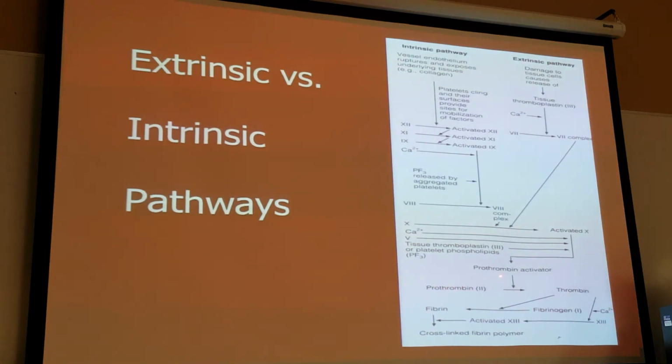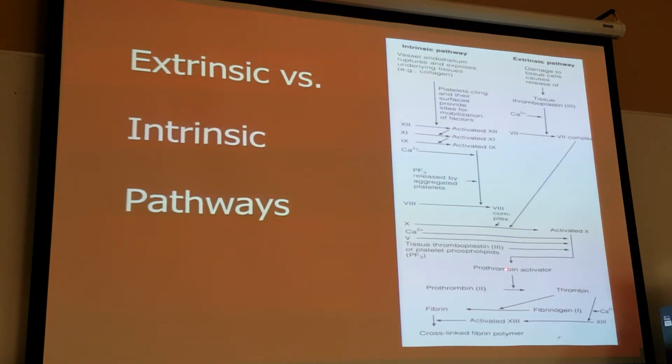And so, when one of these pathways happens, finally prothrombin activator is created. Prothrombin activator catalyzes the conversion of prothrombin to thrombin, and thrombin catalyzes the conversion of fibrinogen to fibrin, and fibrin is the clot.